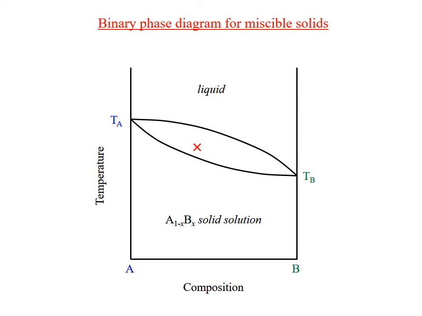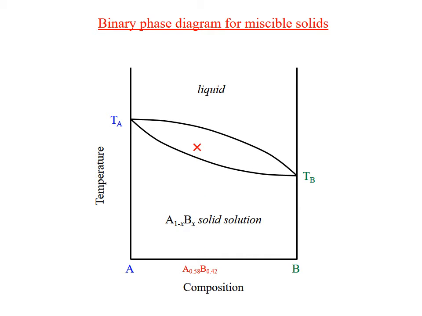If I'm at this point here, however, I'm in a two-phase region. It's a bit more complicated. The average composition can be read off the phase diagram like that. However, there is no single phase that has that composition.